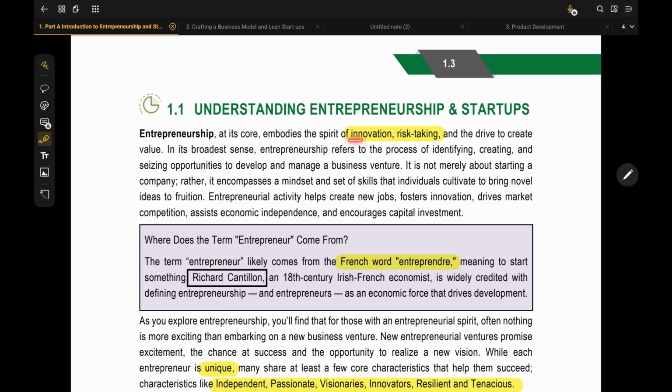Entrepreneurship at its core embodies the spirit of innovation and risk taking. These are the two main principles of entrepreneurship. Entrepreneurship should bring innovation and risk taking.